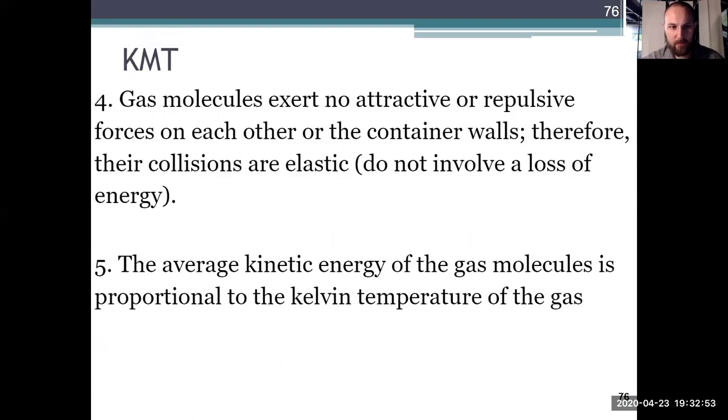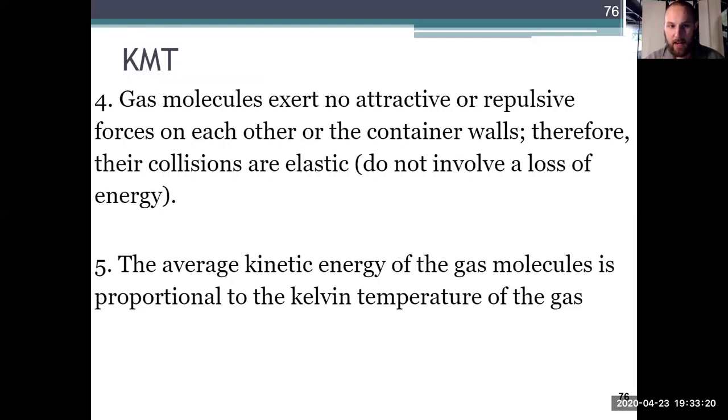Postulates 4 and 5. Okay. 4 says that our ideal gas molecules exert no attractive or repulsive forces on one another or the container walls. They don't have any other interaction than would 2 marbles hitting each other, right? We consider the collisions to be elastic. They don't involve any loss of energy. So these things are not attracted to one another. They don't repel one another.